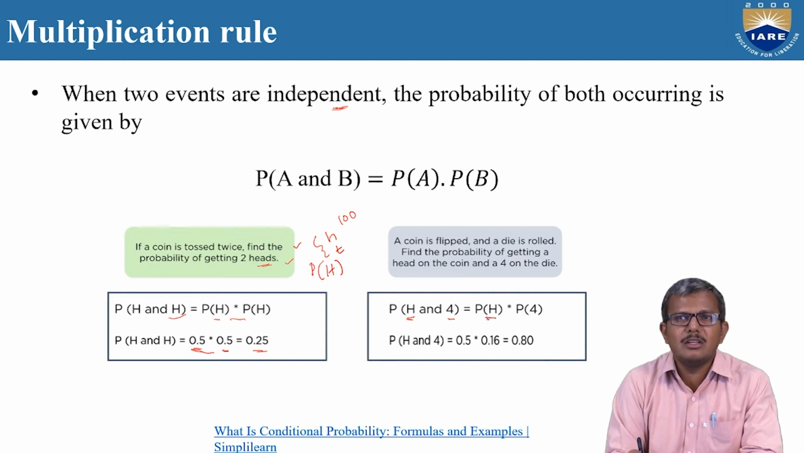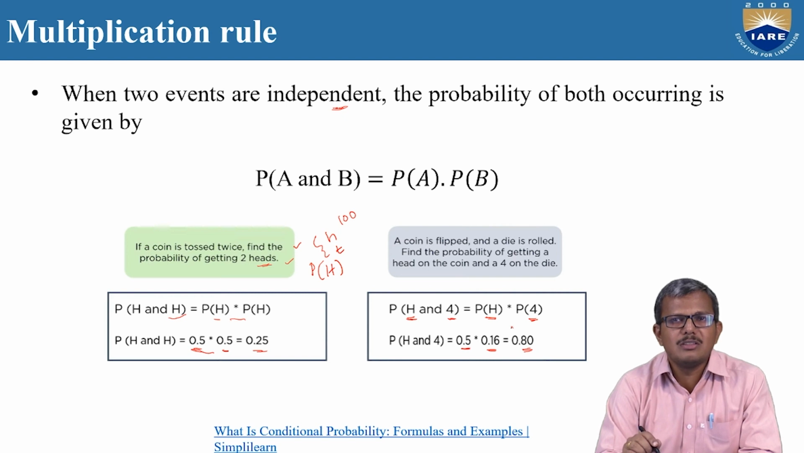In this case, we need to calculate the probability of H and take the product with the probability of getting 4. We have seen that the probability of getting head is 0.5 and the probability of getting 4 is about 0.16, because there are 6 possible outcomes. So the overall probability will be 0.08. That means the probability of getting the head and getting 4 is about 8%.